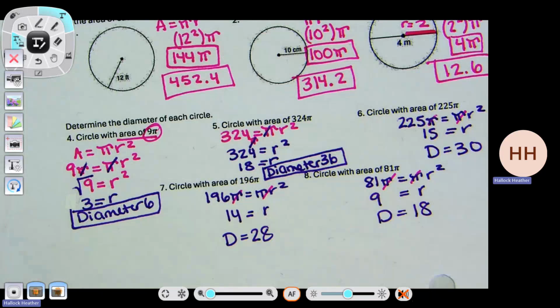Okay, nice. So this is a review from some point in middle school. You should have done area of circles, maybe not. You were supposed to. I don't know what grade. Does anybody remember what grade that is? 7th grade? I think it's 7th grade. If you're a 9th grader, you would have done it in 7th grade. If you are a 10th or 11th grader, then you would have done it in 8th grade.